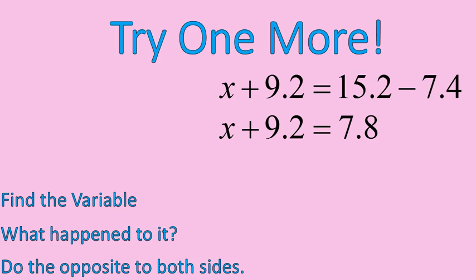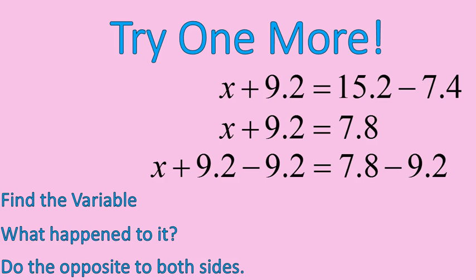Again, I always simplify whatever I can in an equation to make sure that it is as simple as can be moving forward. Now, find my variable. x is my variable. What happened to x, or what is connected to x? Plus 9.2. See, it's x plus 9.2. So I'm going to do the opposite of plus 9.2 on both sides of this equation. In other words, I'm going to subtract 9.2. On the left side of the equation, you see it says x plus 9.2 minus 9.2. Those will cancel each other out, leaving x by itself on the left. 7.8 minus 9.2 leaves us with negative 1.4. So x is equal to negative 1.4.